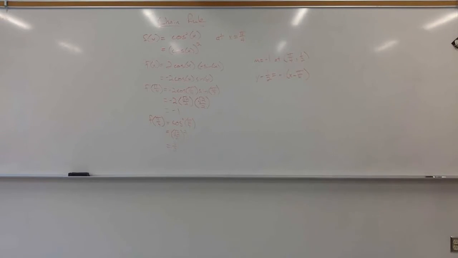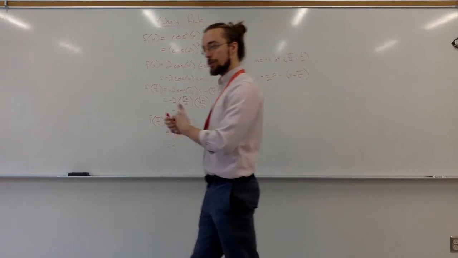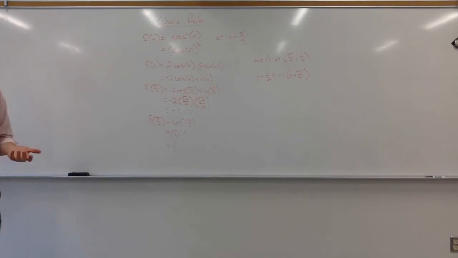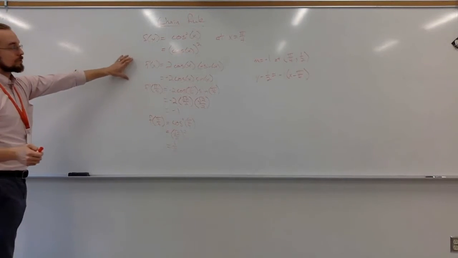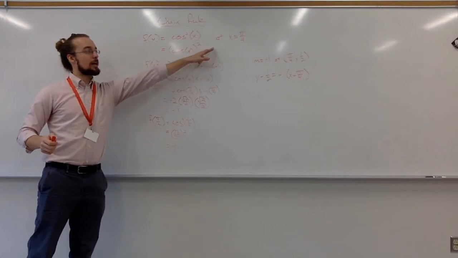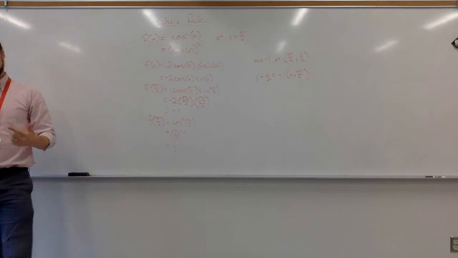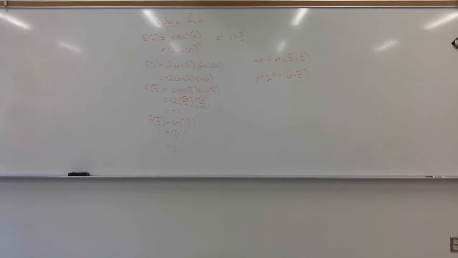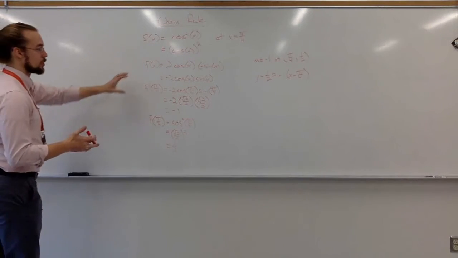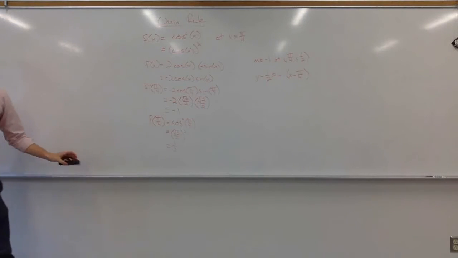Is that what you guys get? Okay. So, I mean, this isn't anything new. Right? We know how to find the equation of a tangent line. We just need to find the derivative, plug in our x value to get the slope, and plug our x value into the original function to get the y. Right? The new part is just using chain rule to find the derivative.